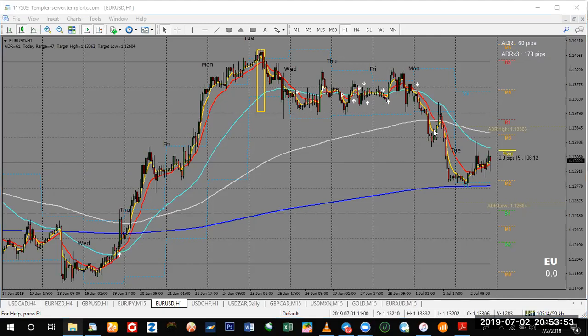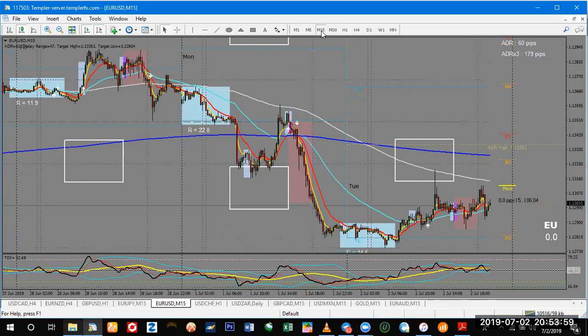So let's go to the blue tracer. The blue tracer, as we know, it shows yesterday's high and yesterday's low price. So how do we use the blue tracer? We use them on peak trades.